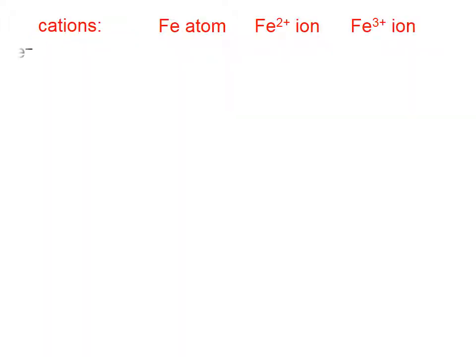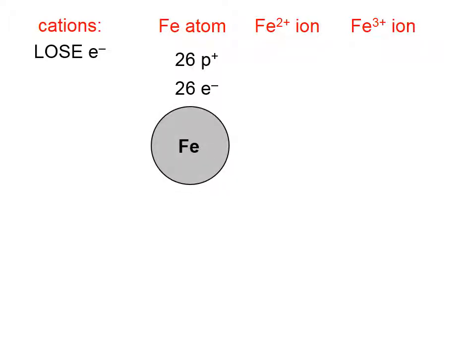Now let's tackle cations. Cations are positively charged because they've lost one or more electrons. Let's use iron as an example. From the periodic table, iron has 26 protons, and an iron atom also has 26 electrons. So, an iron atom is a certain size. When Fe becomes Fe2+, the protons have stayed the same, but it's lost 2 electrons.